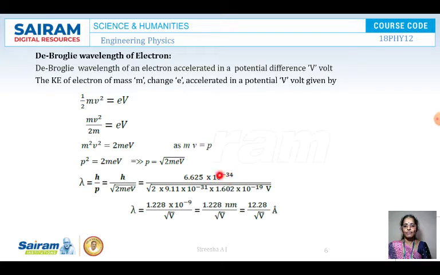Putting the values of h, the mass of electron as 9.1 into 10 to the power of minus 31, and charge as 1.6 into 10 to the power of minus 19, and substituting all these values, we get lambda is equal to 1.228 nanometer by root V, where V is the potential. In terms of angstrom, it is lambda is equal to 12.28 by root V angstrom. This is the de Broglie wavelength of an electron.